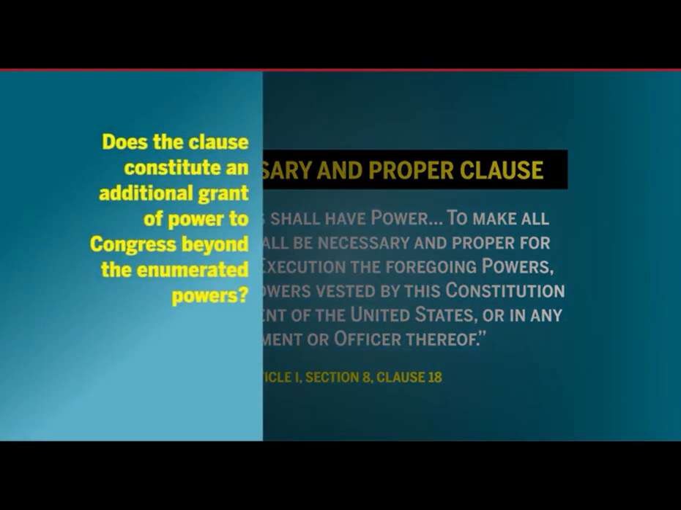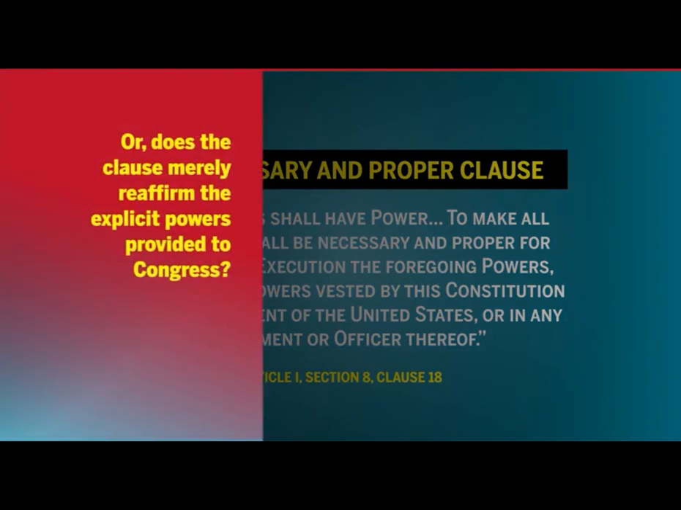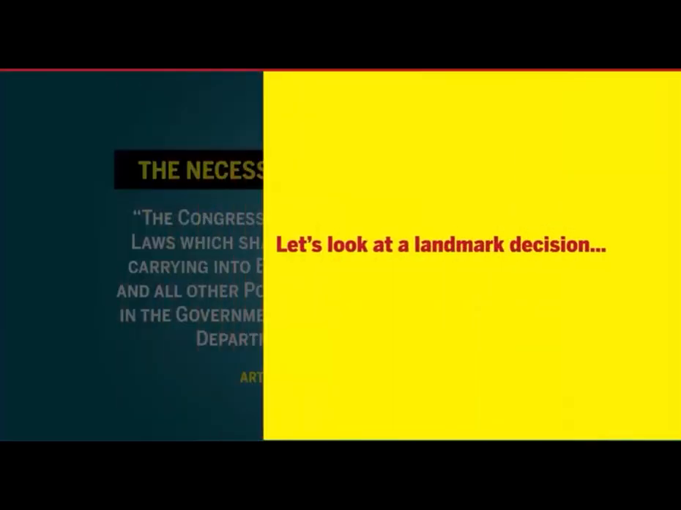Does the clause constitute an additional grant of power to Congress beyond the enumerated powers? Or does the clause merely affirm the explicit powers provided to Congress? Let's look at a landmark decision.